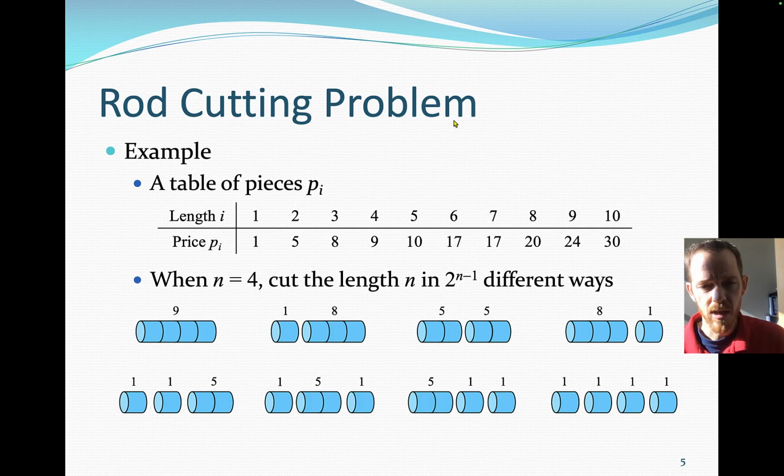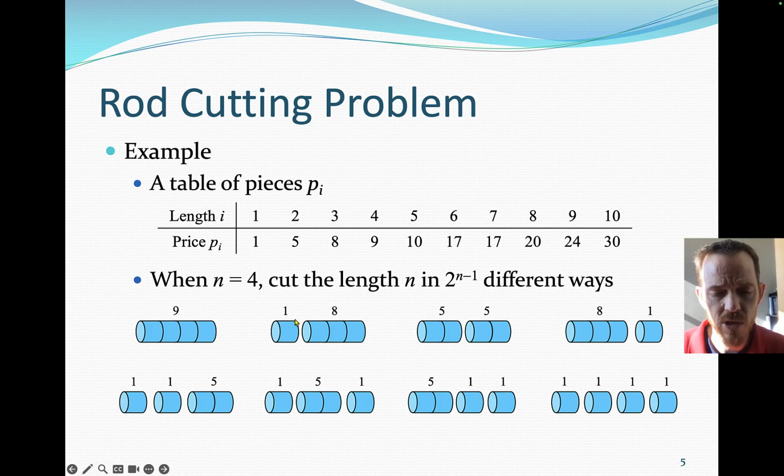For an example, let's say we have this table of lengths 1 through 10 and prices. When our rod is 4 units long, there are 2 to the n-1 different ways to cut it. They're shown here. Luckily, it's a small number, but as you can see, it grows very quickly. So we could not cut the rod at all. That corresponds in the table with when the length is 4, that the price P sub 4 is 9. That's the revenue we would get.